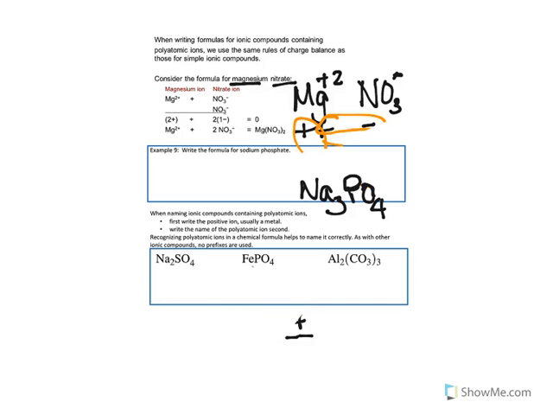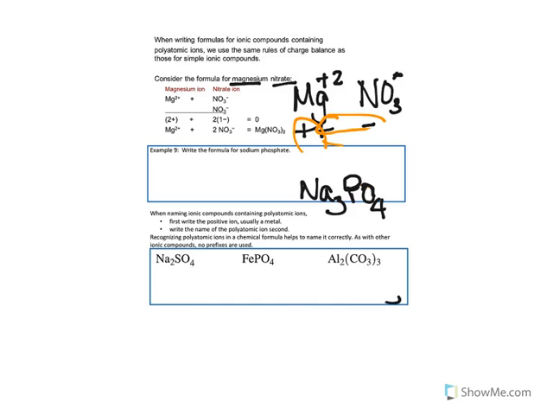So to name this compound, we have iron. We have a charge of +3, so we place the Roman numeral in parentheses: iron(III) phosphate. Shall we try another one?